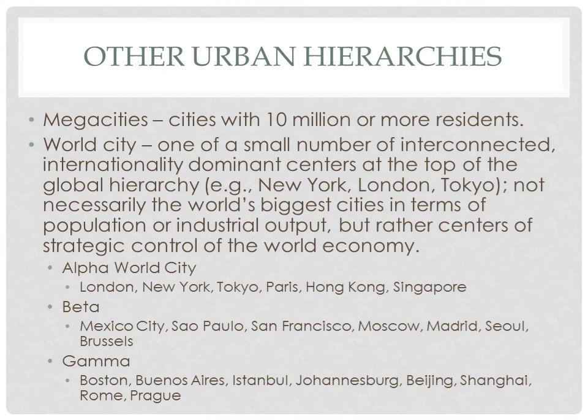So we have alpha world cities, London, New York, Tokyo, that are listed in the definition. But Paris, Hong Kong, Singapore. Remember, Hong Kong and Singapore, two of our Asian tigers that we discussed last unit. Beta world cities, Mexico City, Sao Paulo, San Francisco, Moscow, Madrid, Seoul, Brussels. Gamma world cities, Boston, Buenos Aires, Istanbul, Johannesburg, Beijing, Shanghai, Rome, Prague.